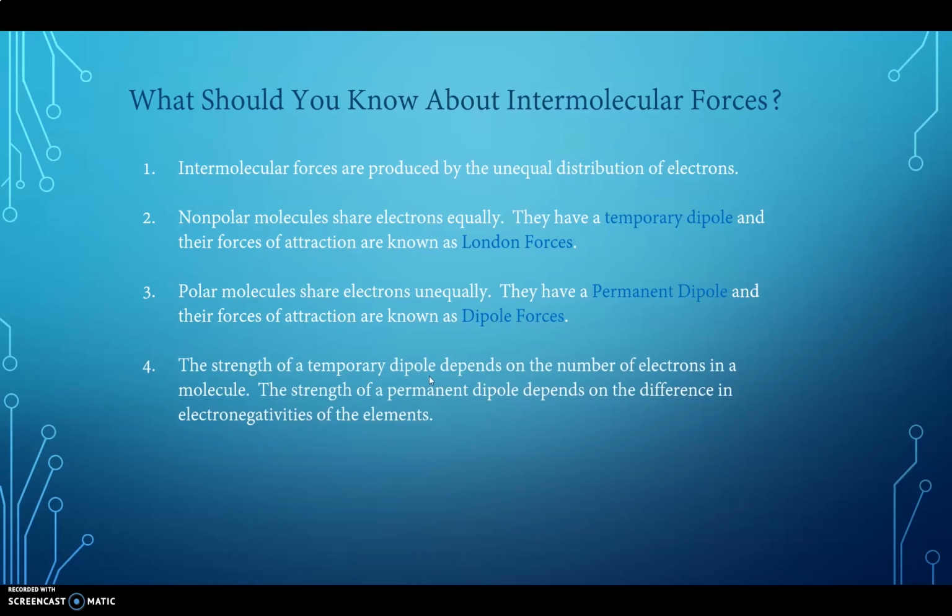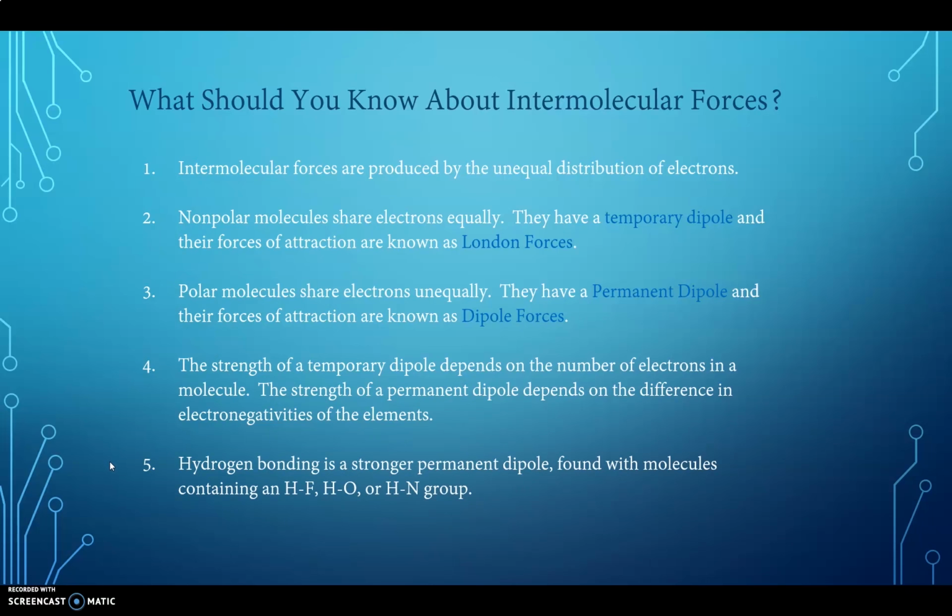The strength of a temporary dipole depends on how many electrons are in the molecule. So if molecules are nonpolar, the more electrons in the molecule, the stronger its intermolecular forces will be. For a permanent dipole, for polar molecules, it's all about the electronegativity. The greater the difference in electronegativities of the elements, the more powerful that permanent dipole will be.